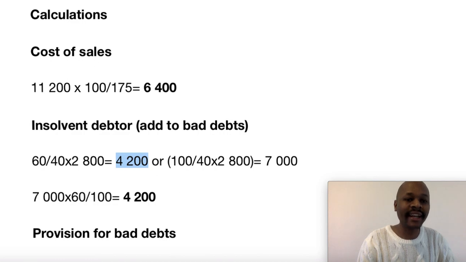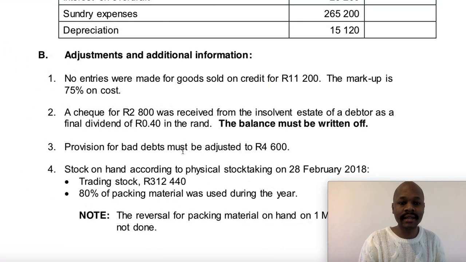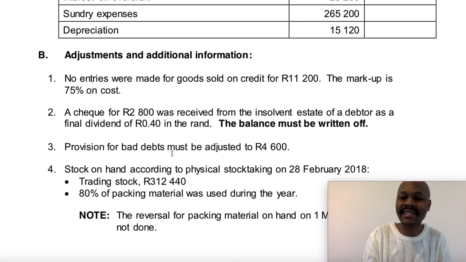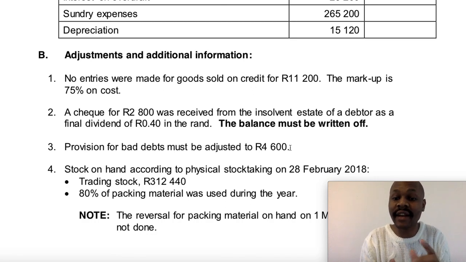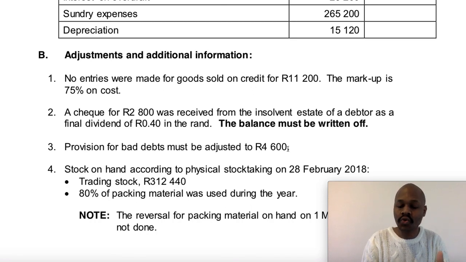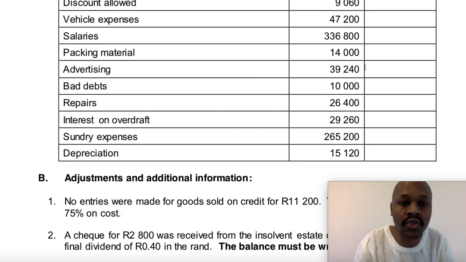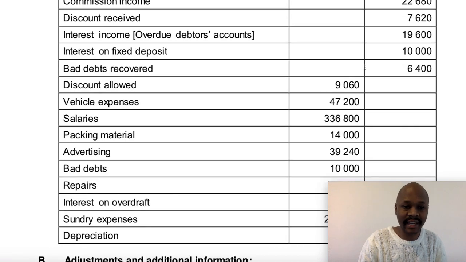We go to the next adjustment. They say provision for bad debts or allowance for credit losses must be adjusted to 4,600. Remember, the difference between what you had at the beginning of the year and what you have at the end of the year will either be an expense or an income. So when you have an income, let's go to our trial balance to check exactly when do we have an income.